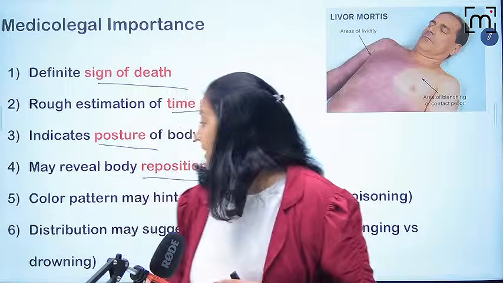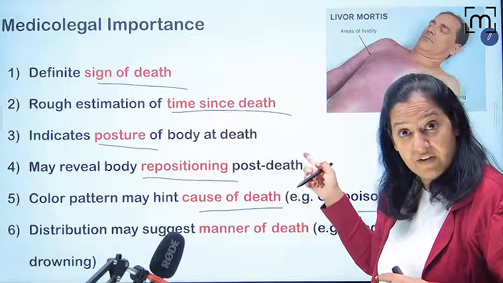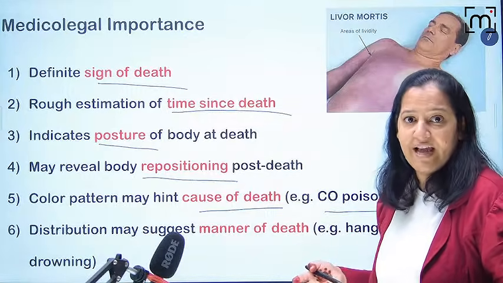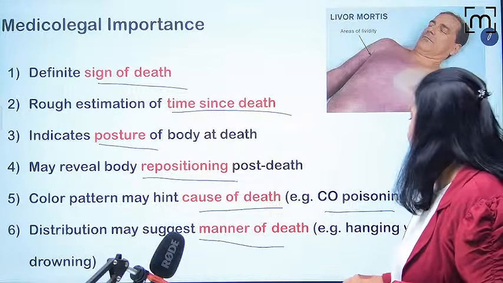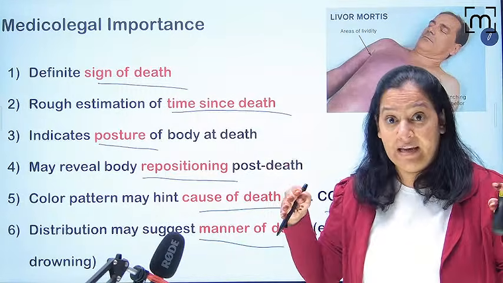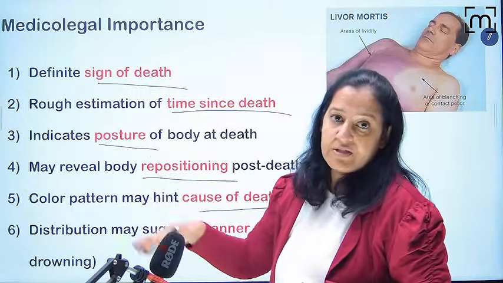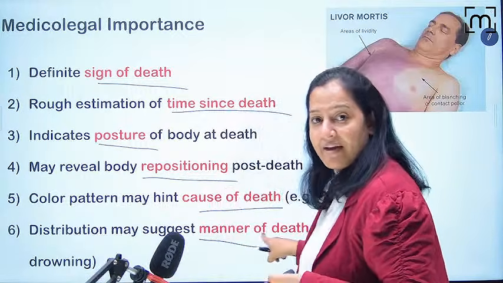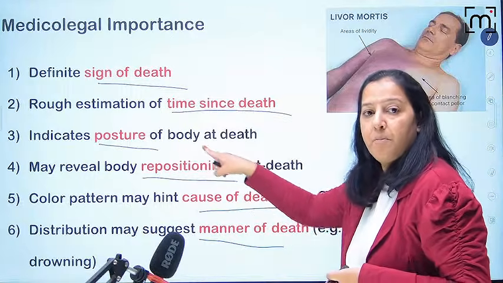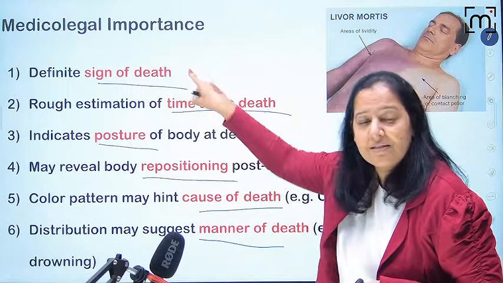Okay, and it can also tell us the cause of the death. For example, in carbon monoxide poisoning, the lividity is cherry red color, so it can give us clues like that. And it can tell us the manner of the death, for example hanging. In case of hanging, the lividity is on the legs, hands, and genitalia. In case of drowning, there is absence of lividity if the body is constantly moving. So it can tell us the manner of death, cause of death, posture of the body, repositioning of the body, time since death, and sign of death.